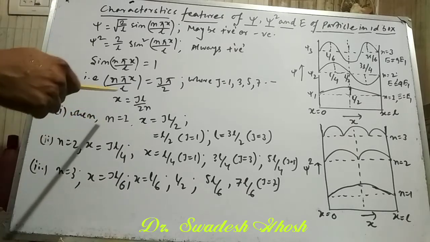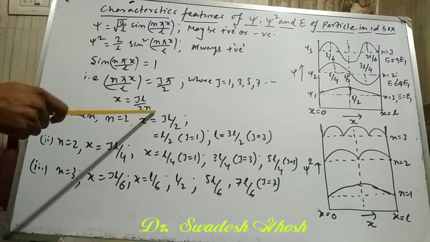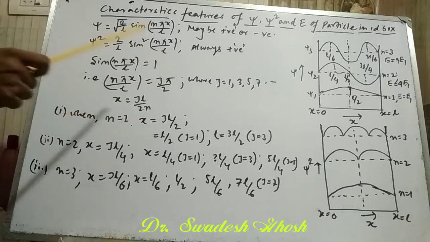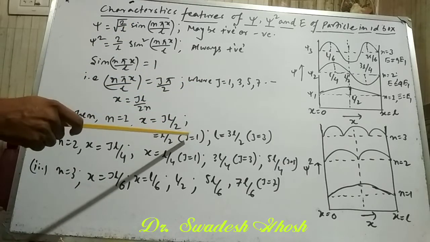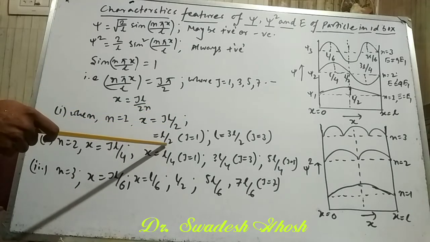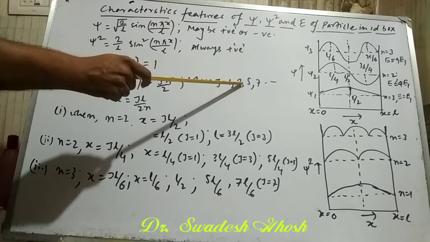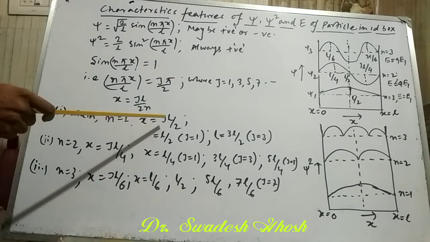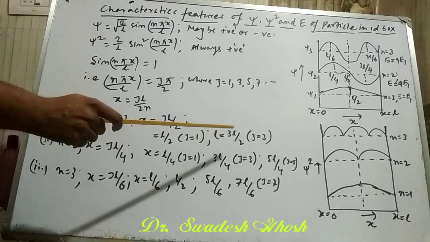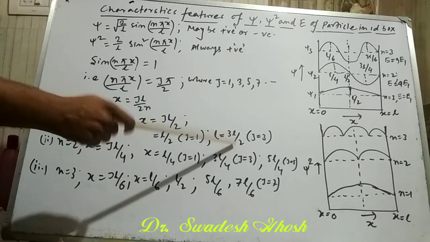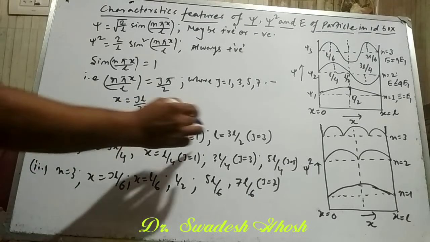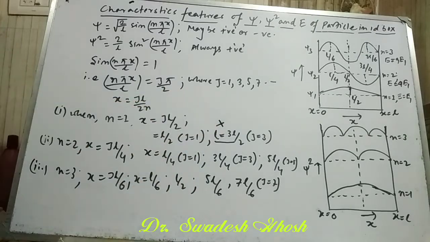Now when n is equal to 1, x is equal to jL by 2. Putting j equal to 1 in this expression, x becomes L by 2. Now putting j equal to 3, the value of x is 3L by 2, because 3 into L by 2 is 3L by 2. This value is not acceptable. Why is this value not acceptable?